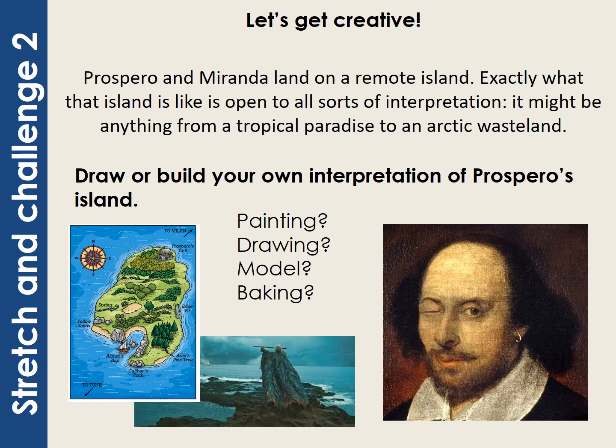Okay, my second stretch and challenge, or more like an extension task really, that I want you perhaps to think about, is a bit of creativity. So Prospero and Miranda land on a remote island. Exactly what that island is like is open to all sorts of interpretation, and it's been thought of by many different directors in the past in very different ways, from tropical paradise islands to perhaps an Arctic wasteland. It's been done in many ways in the past. So we're not given too much description of the island by Shakespeare, so it's down to us really to have a think about it ourselves. So I would like you to draw or build your own interpretation of Prospero's island.